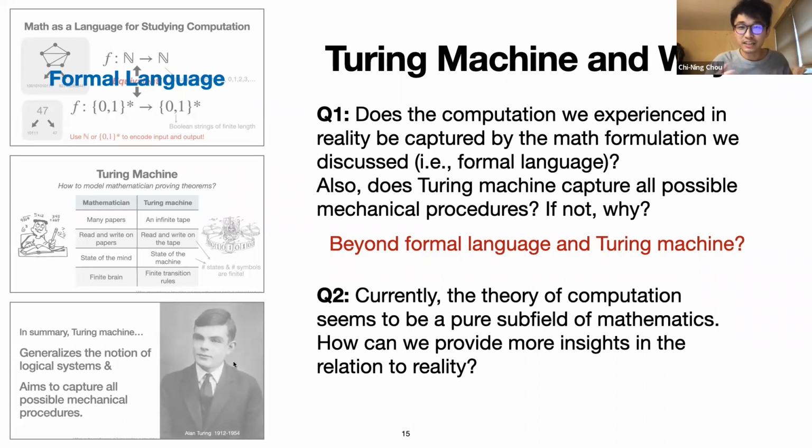First is the connection to the other applied fields of computer science. Does this kind of pure mathematical study of the theory of computation connect to what real applied computer science is doing? And maybe the second layer is more about philosophical discussion: is all this mathematical discussion on computation enough? Does this really capture reality? So the second question is really about computational reality and math.